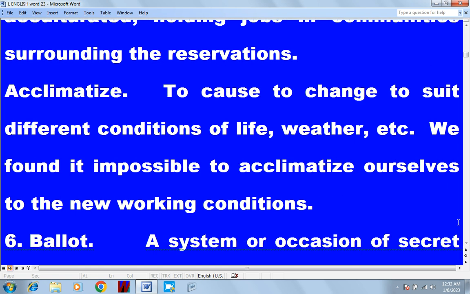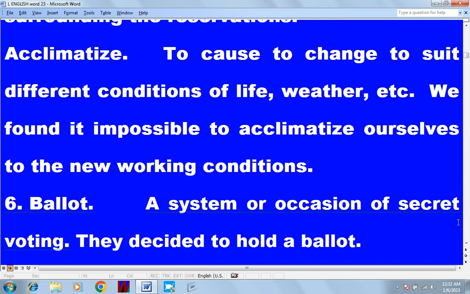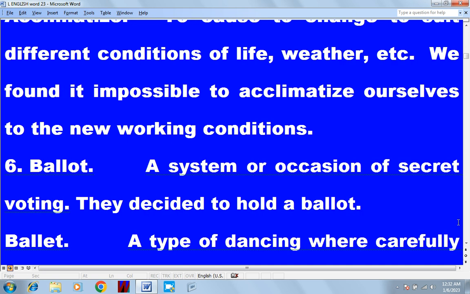Another word, acclimatize, A-C-C-L-I-M-A-T-I-Z-E, to cause to change to suit different conditions of life, weather, etc. We found it impossible to acclimatize ourselves to the new working conditions. Means it is difficult to change ourselves or adapt ourselves.